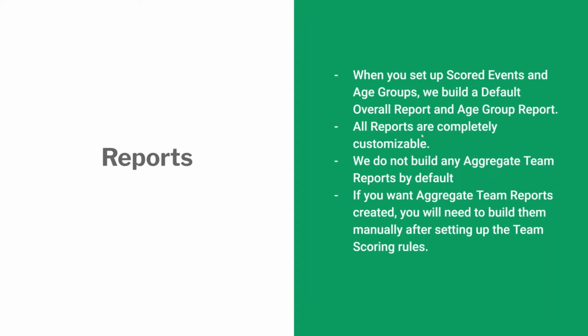So you'll notice when you start up a race on RaceDay scoring, there's nothing in the reporting section, but after you get the setup done, oh, I now have an age group report and I have an overall report for each of the scored events I have.